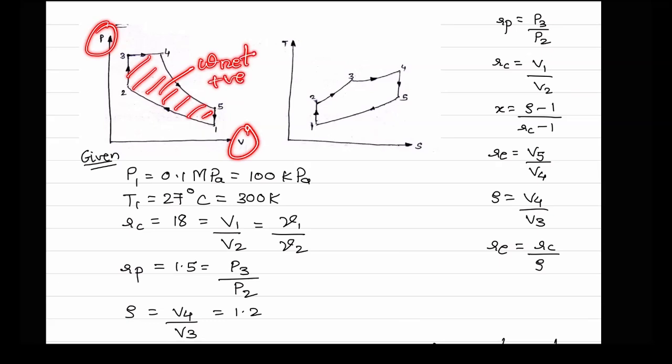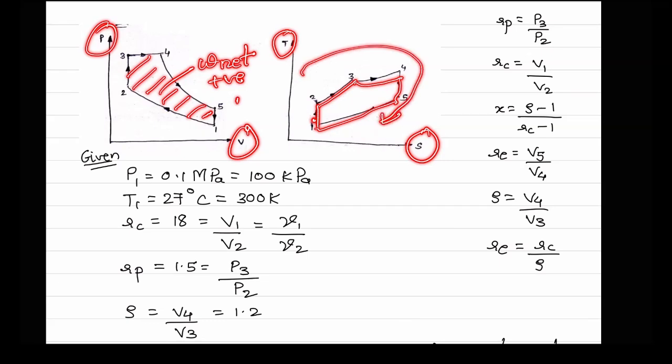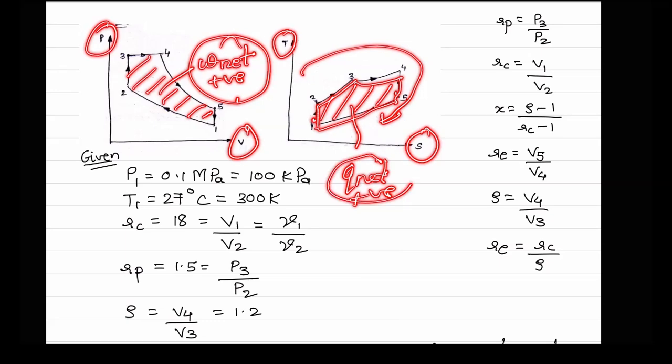Same way on TS diagram, temperature versus entropy diagram, if you see this cycle, it is clockwise direction. If the cycle is in clockwise direction on one diagram, on the other diagram also it will be in clockwise direction. So whatever the area enclosed over here on TS diagram, it is Q net, and this Q net will also be positive. And according to first law of thermodynamics for a cycle, W net is Q net. So basically, these two areas we can say they are same.